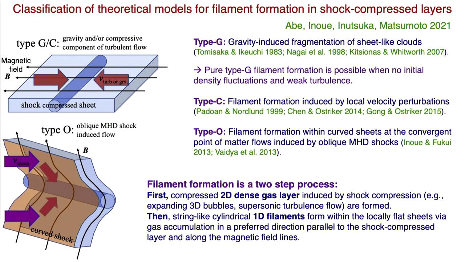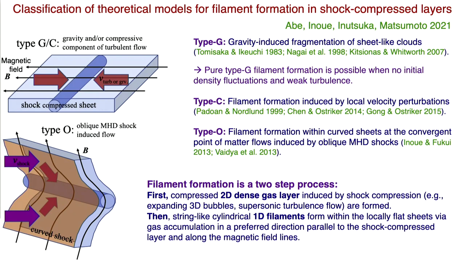The next types are type G and C, where filaments are formed due to converging flow along the magnetic field within the sheet, and the filament in this case is formed perpendicular to the magnetic field. In type G, the flow is induced by gravity, but this pure type G filament formation is possible only when there are no density fluctuations and turbulence is weak. In more realistic conditions, the flow is generated by turbulence, and this is type C for filament formation. The last type is type O, where O stands for oblique shock compression.